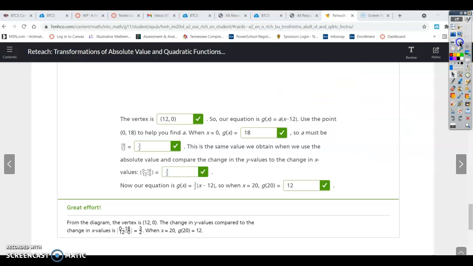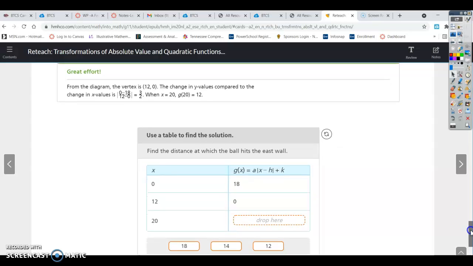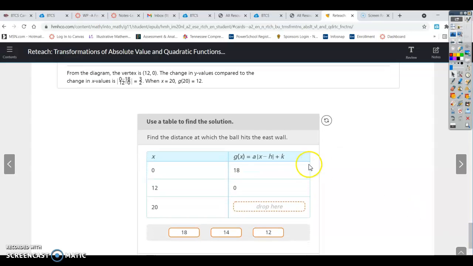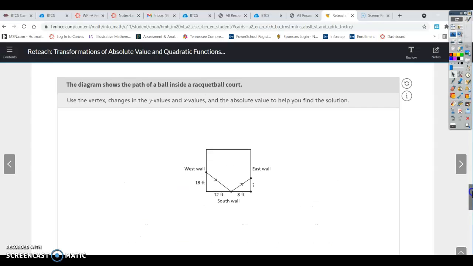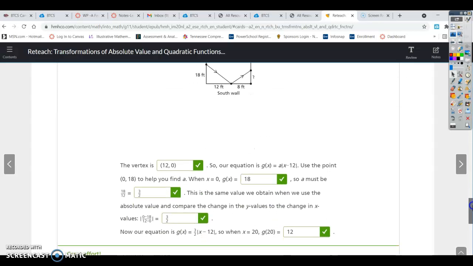All right. I think there's one more question. See if we can get it before the time runs out. Find the distance at which the ball hits the east wall. Okay, again, you can plug these in. Just plug these values in. If you plug in all the numbers that you had for your equation, you're going to see that when x is 20, y is 12, or g of x is 12. And again, you're going to use the equation above with the values given and substitute that in.